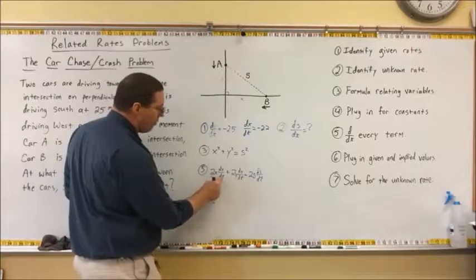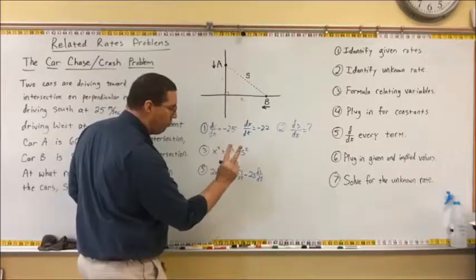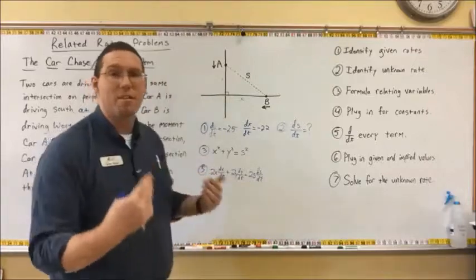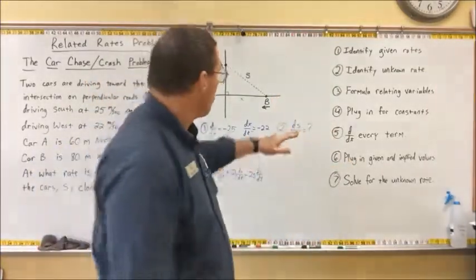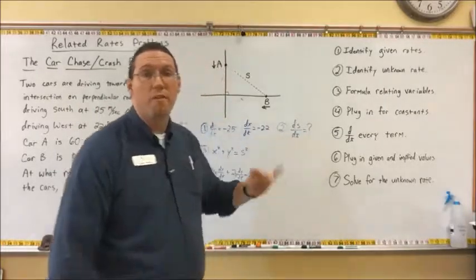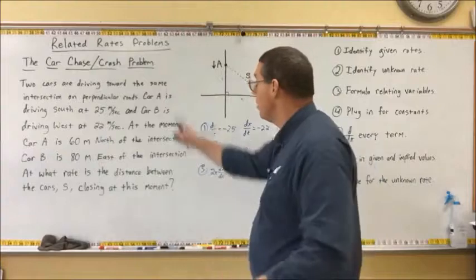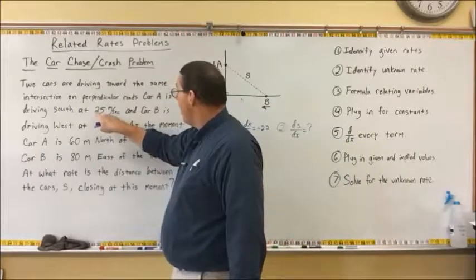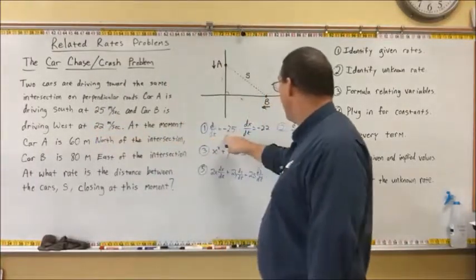We have x, and the rate of change in x, that's 2. y, and the rate of change in y, that's 2 more. And then s, and the rate of change in s, that's 2 more. That's a total of 6 variables. So we have to plug in for 5 of them. We're solving for ds/dt, so we have to plug in for the other 5 variables. Now, 4 of them are given to us. They gave us dy/dt and dx/dt, which we wrote down up here.